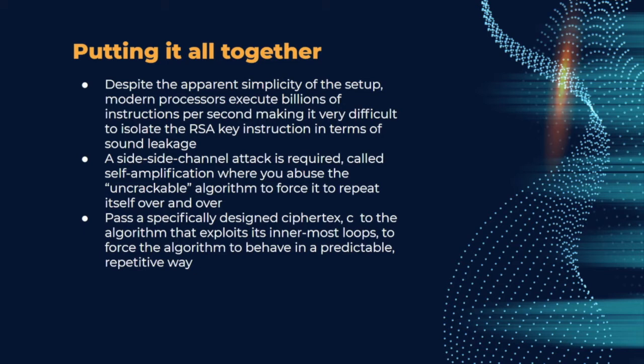The way that you do this is that you analyze the algorithm's implementation and you identify the innermost loops of it and what's happening within them. And then you pass a ciphertext that we'll call C, which exploits these loops and forces the program to work predictably and in a manner that you understand and are able to decipher from the spectrogram that your equipment gets.